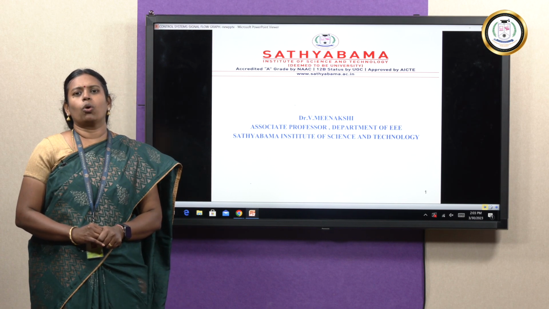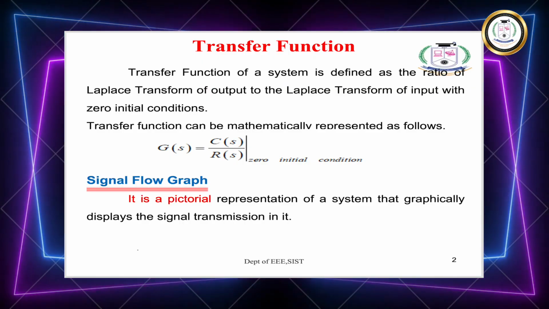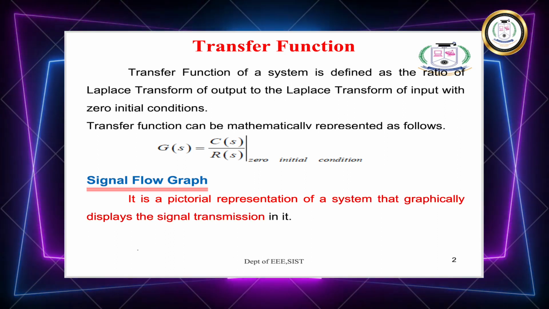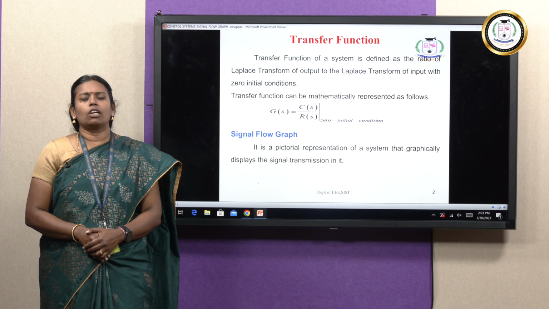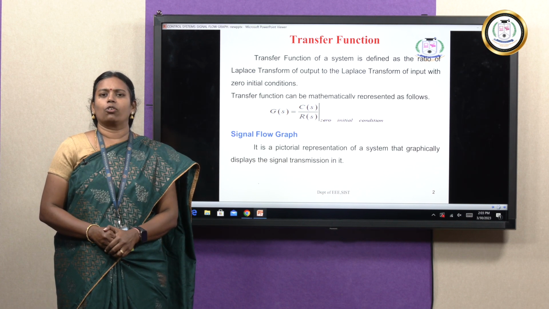So first we should know what is meant by signal flow graph. Signal flow graph is a pictorial representation of a system that graphically displays the signal transmission in it. So by using the signal flow graph, we are able to determine the transfer function of a control system.